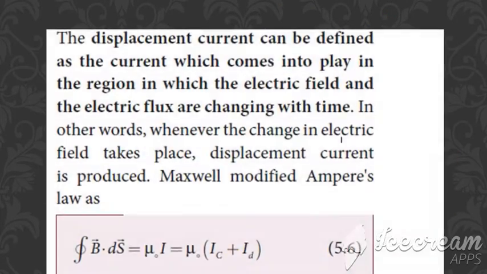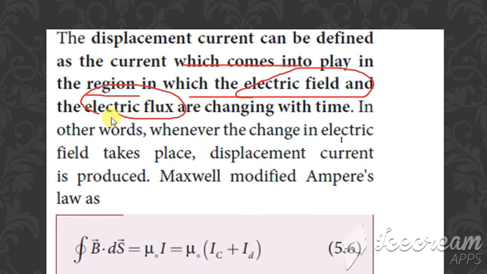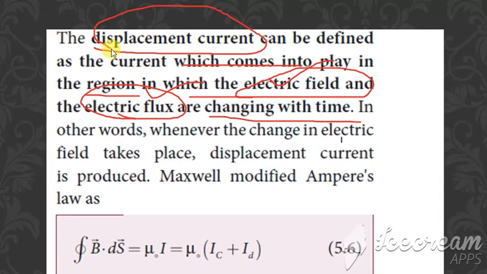The displacement current can be defined as the current which comes into play in the region in which electric field and also the electric flux are changing with time. So whenever the electric field and the electric flux are changing, the displacement current takes place in that region. In other words, when a change in the electric field takes place, the displacement current is produced. That is, wherever the electric field changes, there we will have displacement current.